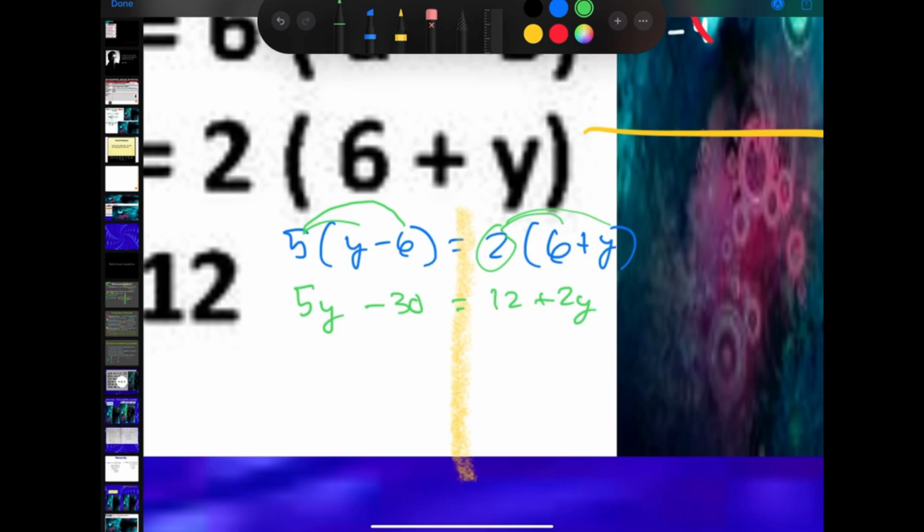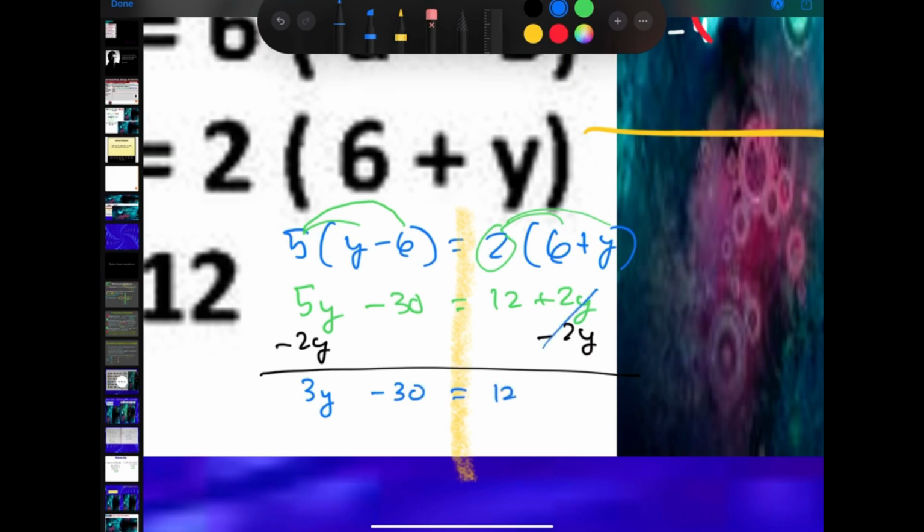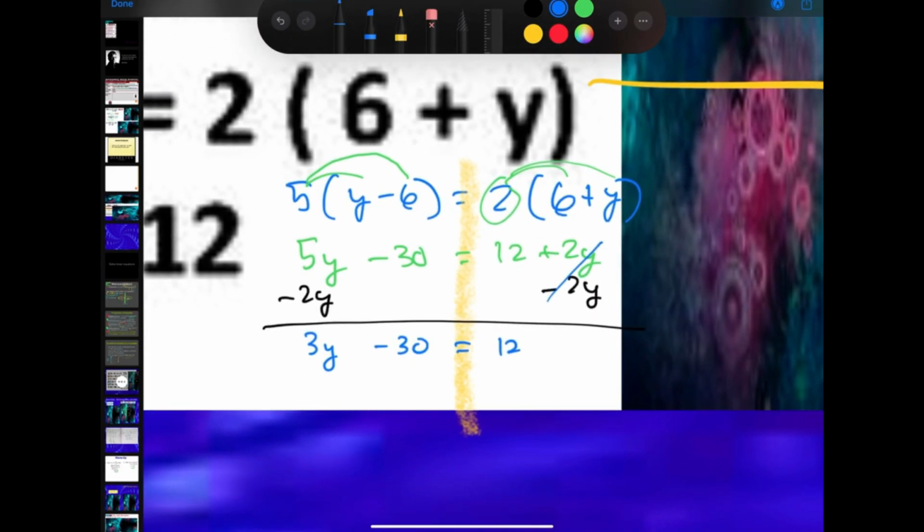Okay, this part's hard because there's multiple ways you can go from here, okay? Someone shout out what they did. Minus 2y. I'm going to put the minus 2y over here because it's subtraction property of equality. Now, I know it looks different, but our answers are going to be the same. How do you move the negative 30 over, class? Plus 30, the opposite.